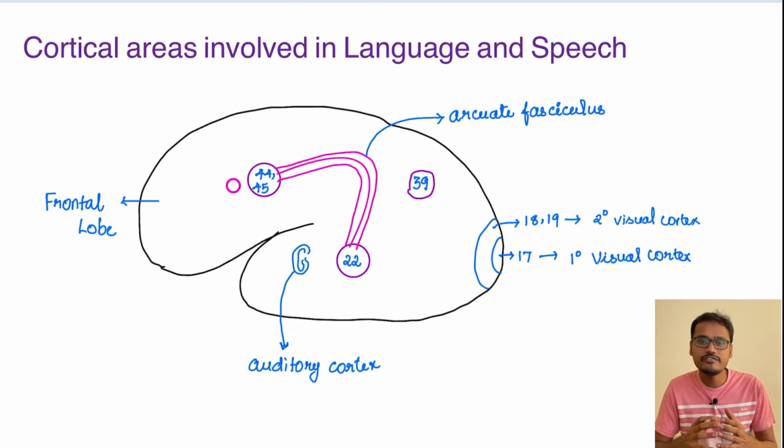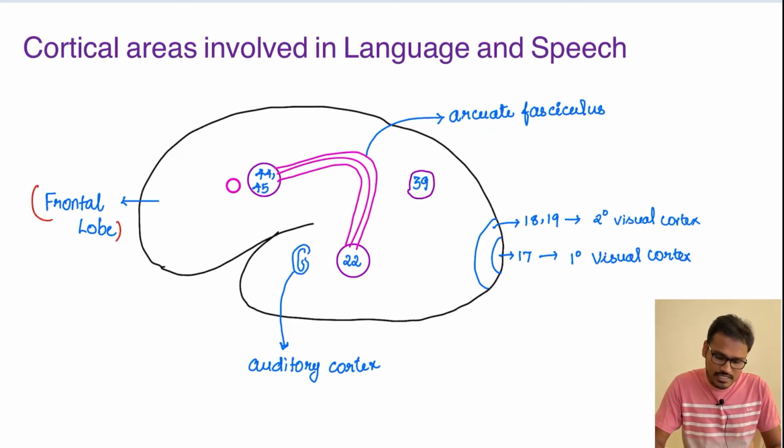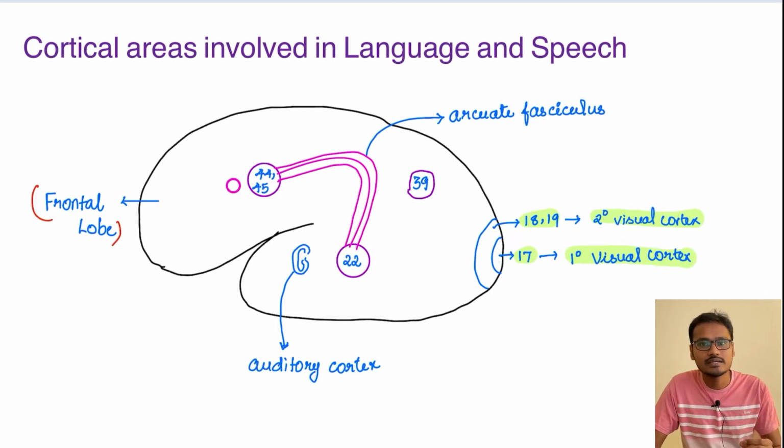Now coming to the different areas in the cortex which are involved in language and speech. Considering this front part as the frontal lobe, we all know that if we see something and write it, that involves the visual cortex also. The visual cortex is in the occipital region, which has the primary visual cortex, area number 17, and the secondary visual cortex, areas number 18 and 19. Suppose you are hearing something and understanding it. For that we need an auditory cortex to be intact. This is the auditory cortex, which is present in the temporal lobe.